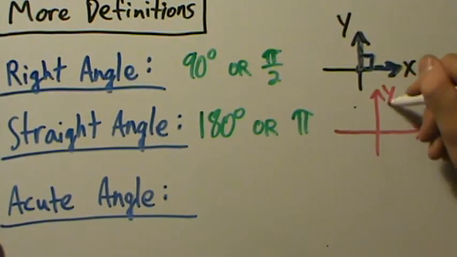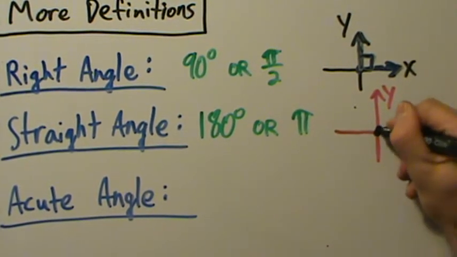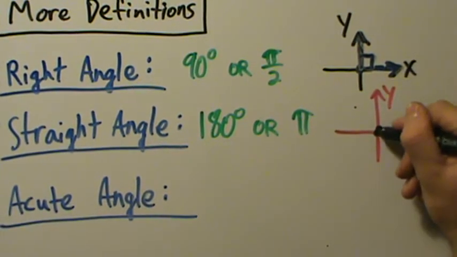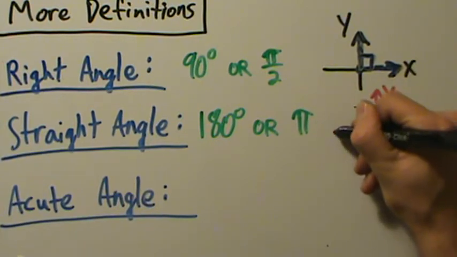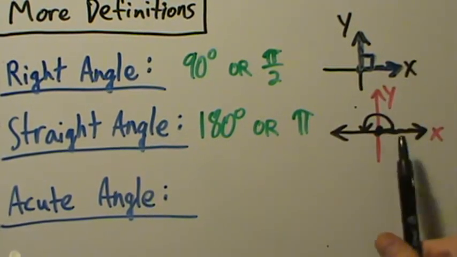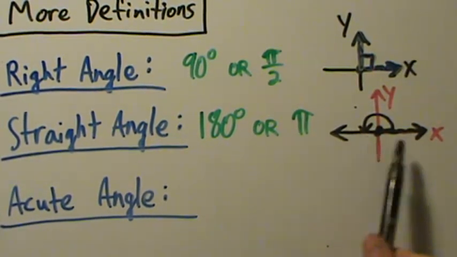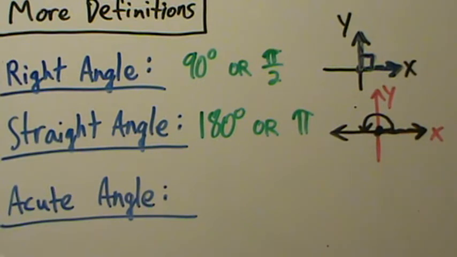So x-axis, y-axis. We'll draw this in standard position again. So vertex at the origin, positive x-axis is the initial side. For a straight angle, 180 degrees is going to be all the way around like this. So that's a straight angle, because the angle is really like a straight line, right? It forms a straight line. So straight angle there, 180 degrees or pi radians.